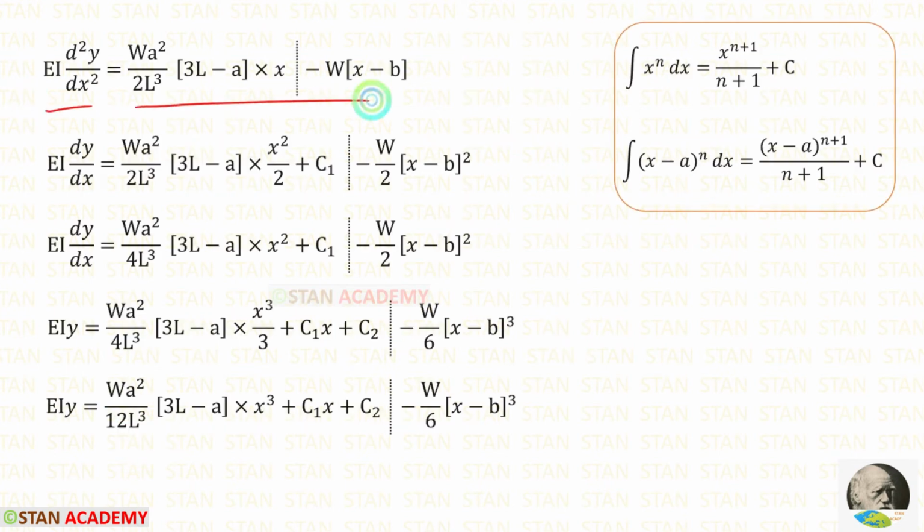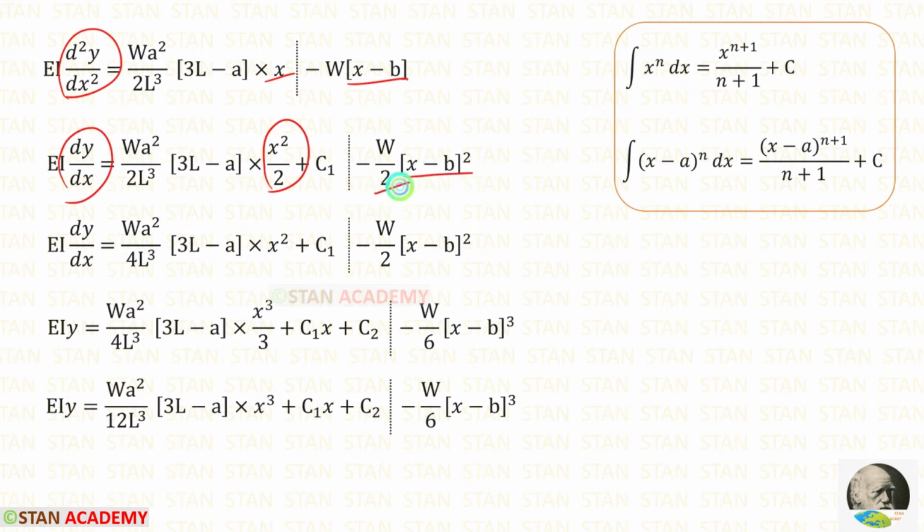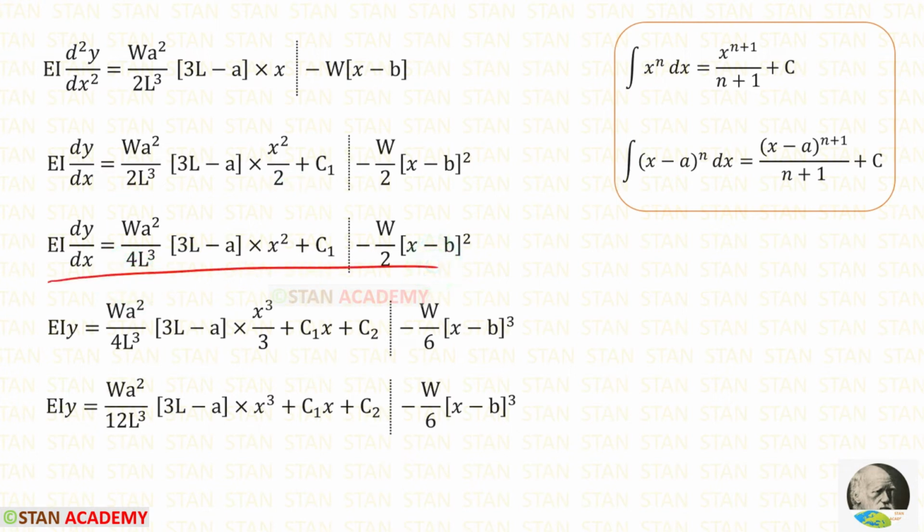Now let us integrate on both of the sides. For integrating x, we can use this formula, and for integrating x minus b, we can use this formula. When we integrate d square y upon dx square, we will get dy upon dx. When we integrate x, we will get x square upon 2. When we integrate x minus b, we will get x minus b the whole square by 2. C1 is the constant. 2 into 2, we will get 4. Let us integrate this equation again.